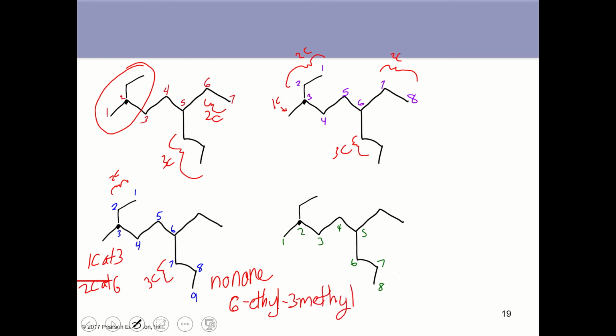Oh, by the way, if you don't put these dashes in your Mastering, then they will count it wrong. So don't forget your dashes. A letter is always separated from a number by a dash. And then from there, we would call it a nonane with no space between methyl and nonane.